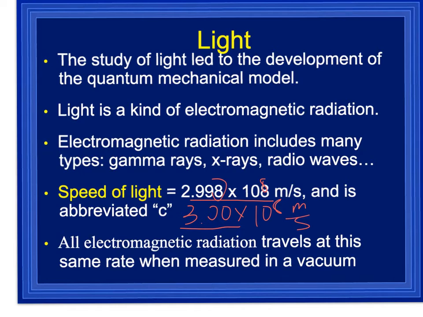In addition, all electromagnetic radiation travels at the same rate when measured in a vacuum. So when we talk about the speed of light, we can also be talking about the speed of electromagnetic radiation, and that speed is going to be this 3.00 times 10 to the 8th.